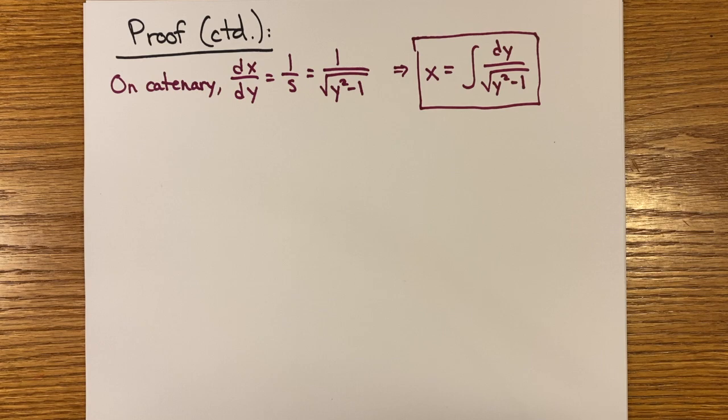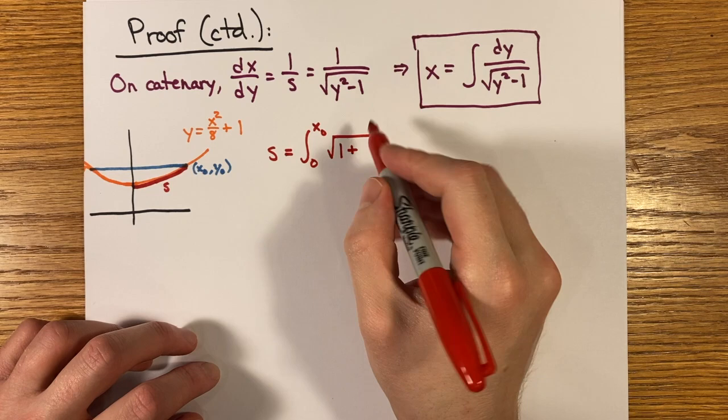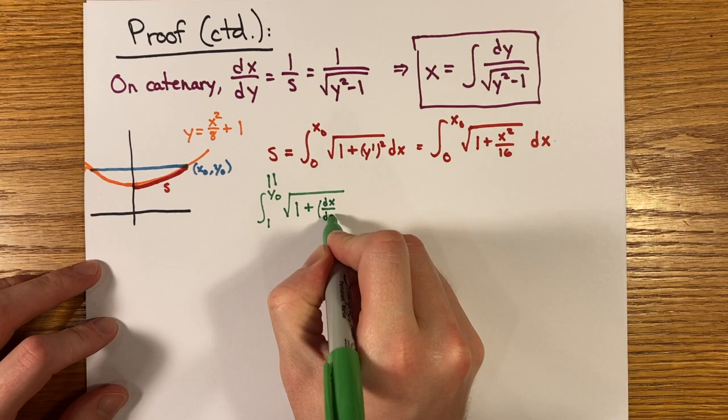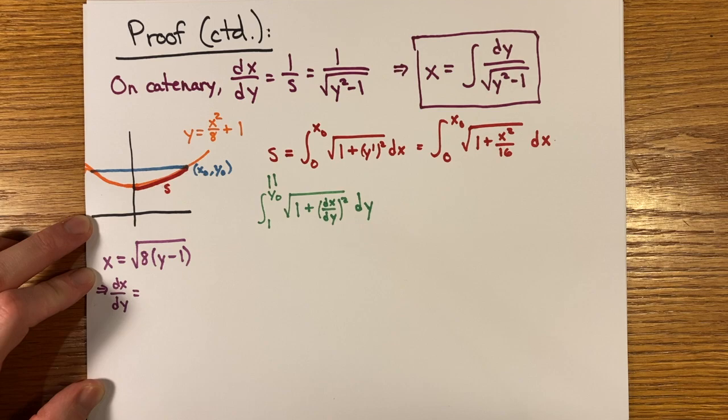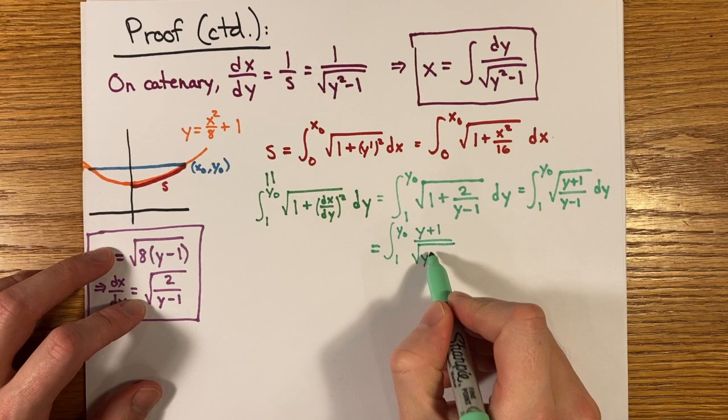And that happened to be an integral expression Bernoulli had seen before in connection with another famous problem of finding the arc length of a parabola, which he knew to have been solved. The arc length of Bernoulli's parabola can be written as the integral of square root of 1 plus x squared over 16. But if you view the curve the other way, considering x as a function of y, you end up with the integral from 1 to y naught of (y plus 1) over square root of y squared minus 1. It's from these nice coefficients that he derived the proper coefficient of 1/8.